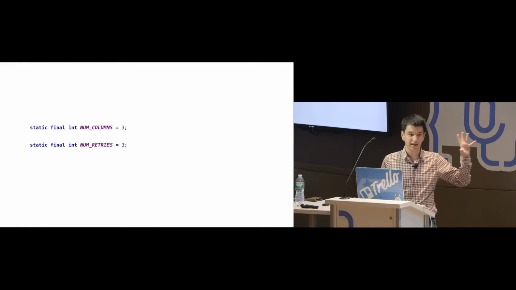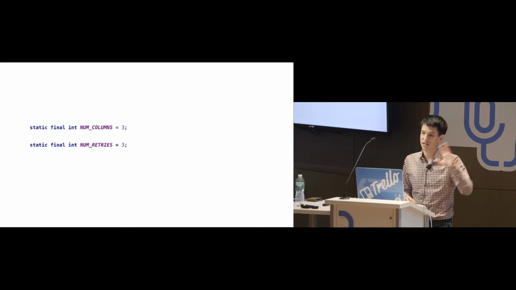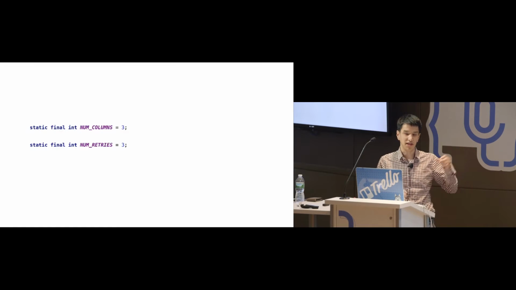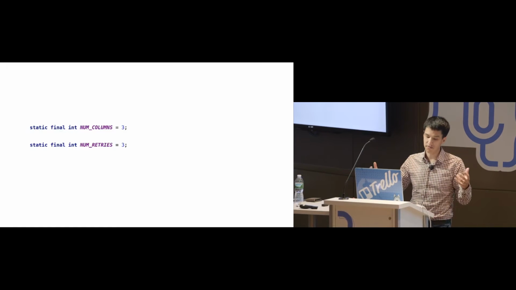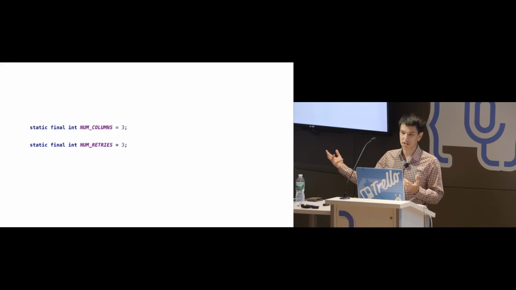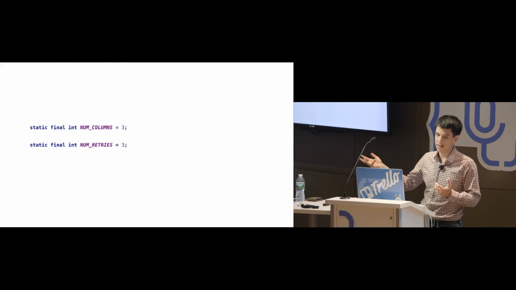I liken this to, if you think of this in terms of Java code, imagine I have two constants. One constant, which is the number of columns in say a staggered grid view. And then the second one is the number of retries for some network request.